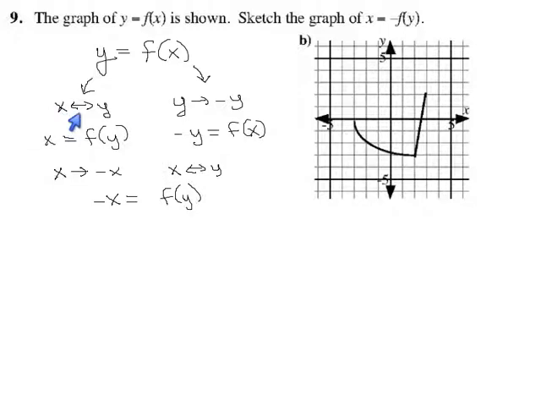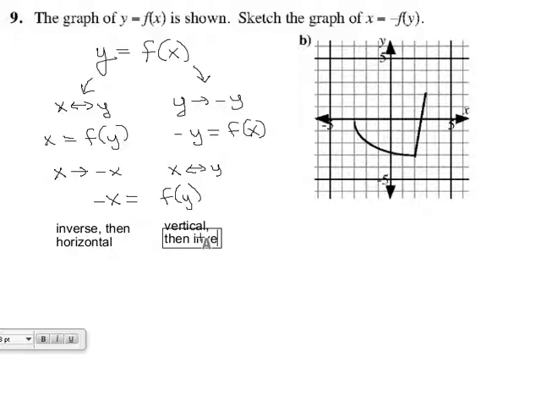So this first way was swap x and y, that's an inverse, and then do a horizontal reflection. Inverse, then horizontal. With this path, we did a vertical reflection where we changed the sign on the y's, and then we did an inverse. So vertical, then inverse. So do those both do the same things to the curve?